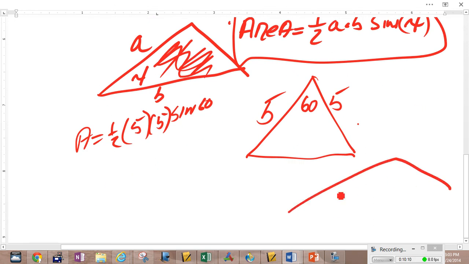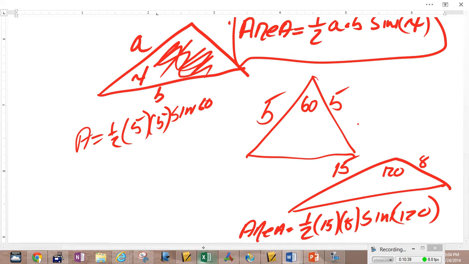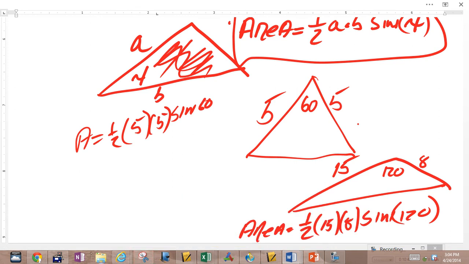What about this triangle over here? This angle is 120. This side is 8. This side is 15. What's the area? Area is equal to, look at what we got. Two sides and the included angle. 1/2 15 times 8 times the sine of 120. Done. Well, it's not done until we simply key in those values. Of course, we can key in those values and go to our calculator.